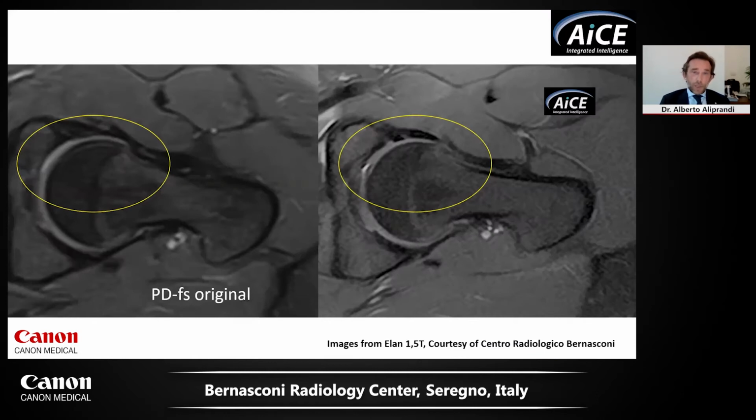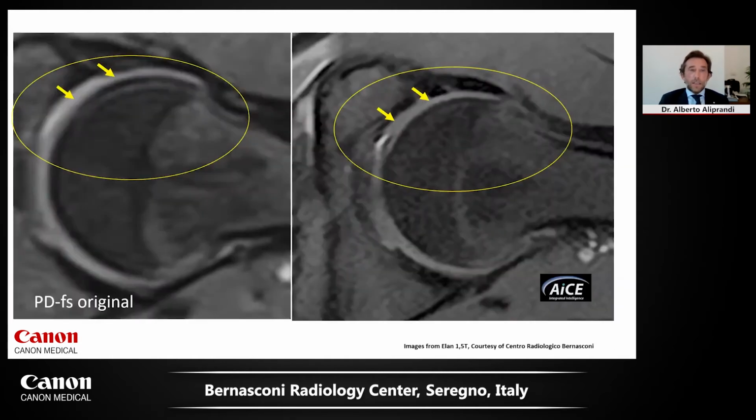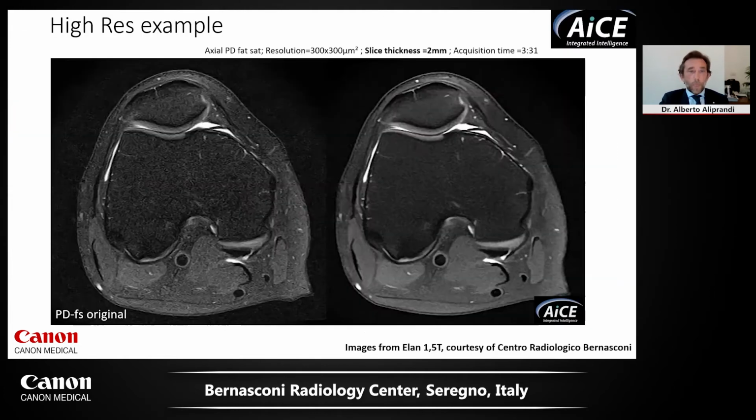This is the same patient in the axial DP fat-sat. In the yellow circle, we can see the different representation of the chondral surface, and in enlarged images there is more evident higher chondral edge definition in the AiCE acquisition with respect to the original protocol. In the left image, the cartilage is poorly visible.